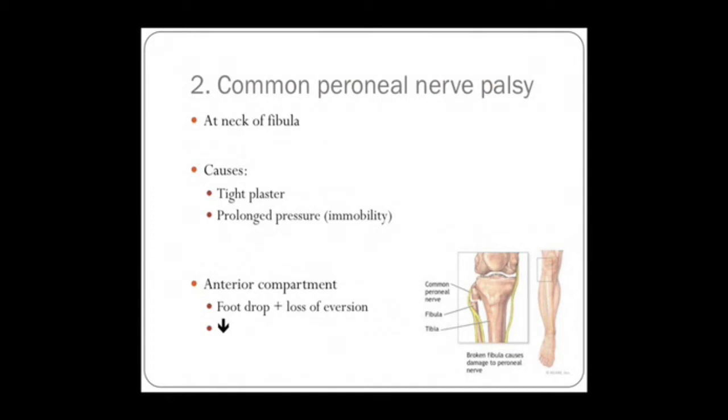And others with prolonged pressure, immobility as well. And importantly here, you get anterior compartment symptoms. Okay, so most importantly, it's foot drop. So that's your motor thing. Remember, foot drop. And then sensory, you get loss of sensation over the dorsum of the foot and particularly the lateral border of the foot. Foot drop and loss of sensation, lateral border.